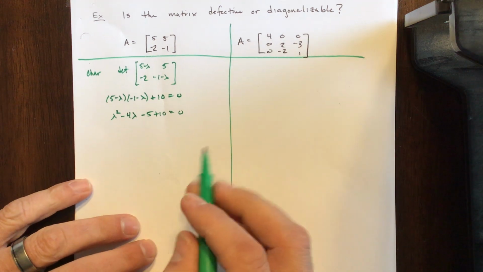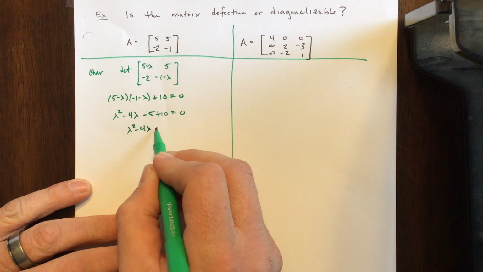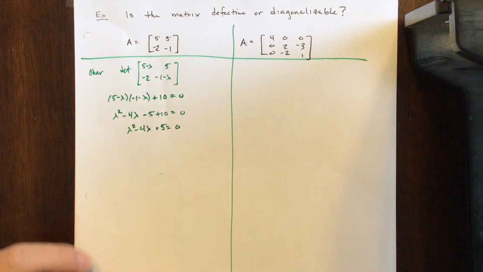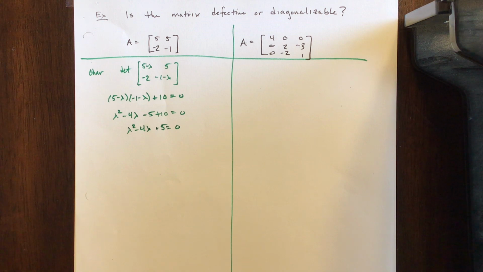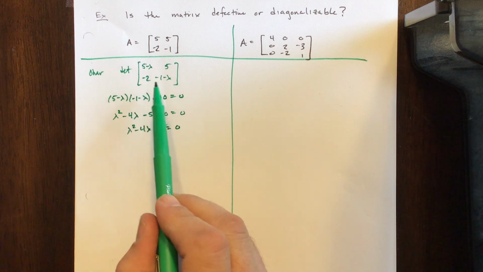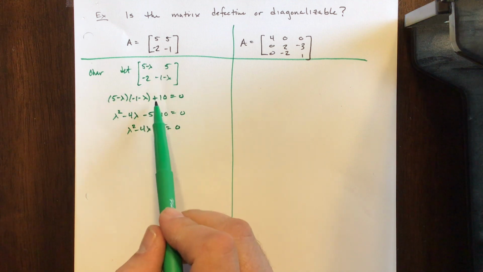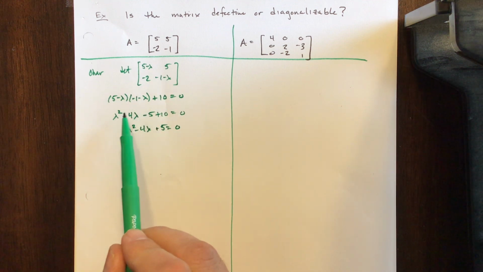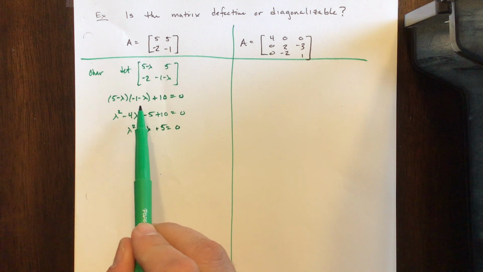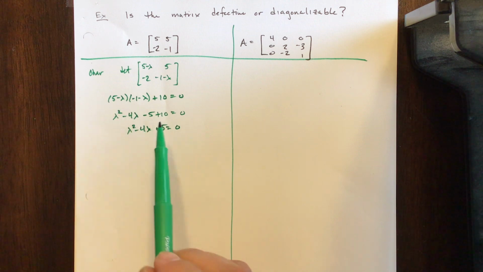Minus 4 lambda. So this is lambda squared minus 4 lambda plus 5 equals 0. Sorry, I'm just checking that because it's not factoring and I want to make sure that it's supposed to. 5 minus lambda times 1 minus lambda minus negative 10, that's plus 10. Lambda squared minus 5 lambda plus 1 lambda, so that's minus 4 lambda minus 5. Okay.